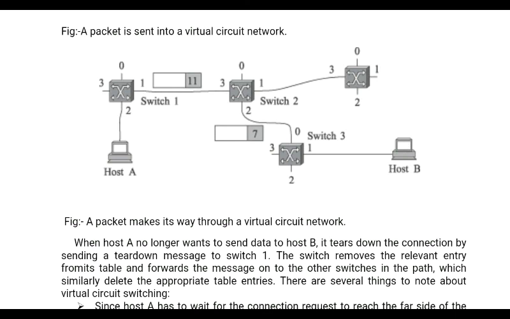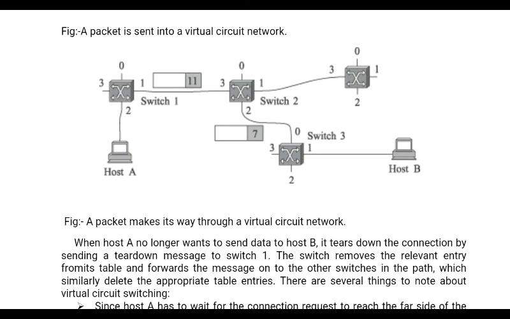All the packets are going to be transmitted on the same route, because whatever the connection ID, whatever the route has been decided, all the switches over there use it. So all the packets are going to be forwarded on the same route to reach the destination.